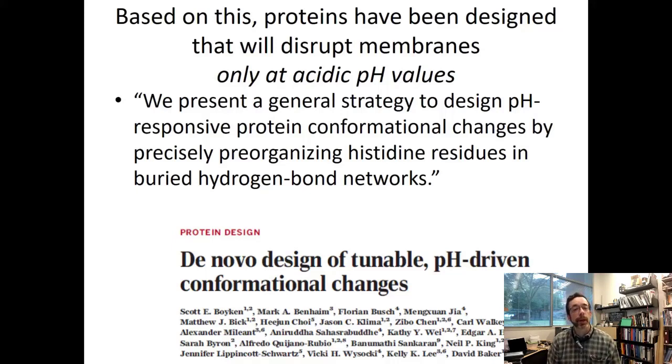Right here, it's a general strategy to design pH-responsive protein conformational changes by precisely pre-organizing histidine residues in buried hydrogen bond networks. Two words to notice: histidine residues and hydrogen bonds. We're talking about something having to do with pKa. By the way, the word de novo design means that they didn't start from another example. They started from a computer. So a computer designed these from the bottom up. I think that's pretty amazing.